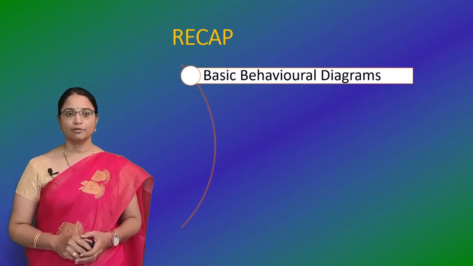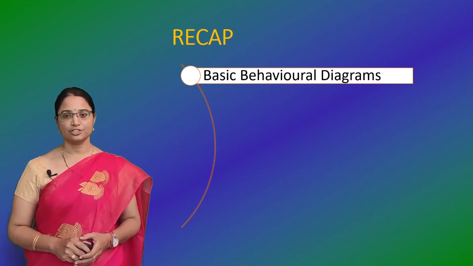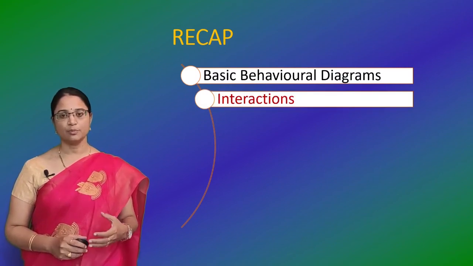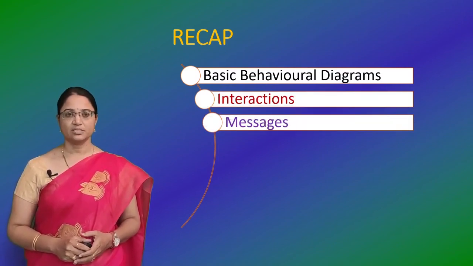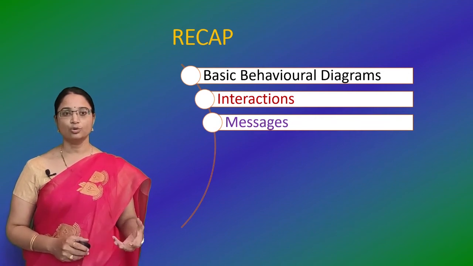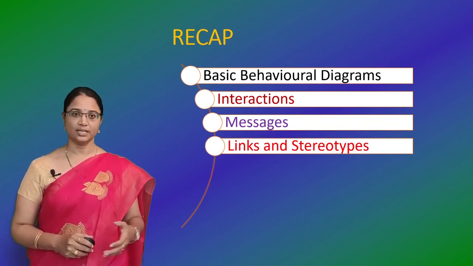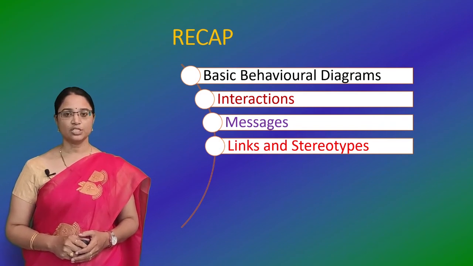Next, coming to the recap. Let's have a quick recap of the topics which we have discussed so far. In this unit 4, we have discussed the basic behavioral diagrams, in which we have discussed interactions. In the interactions, we have seen what an interaction is, what the messages and links are, and how to use stereotypes while using the links. And we have seen the sequence diagram.